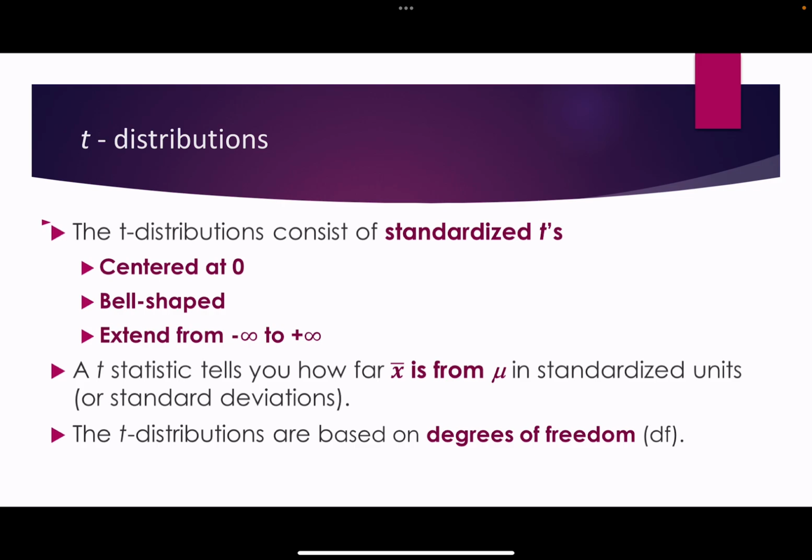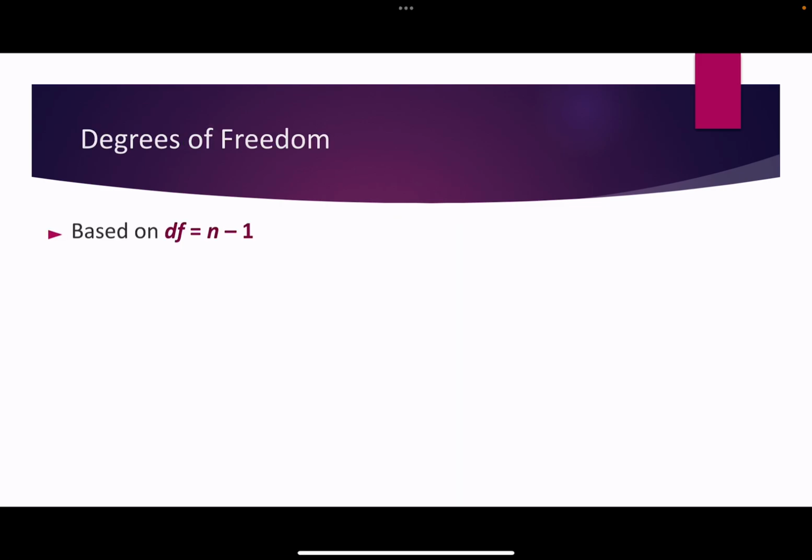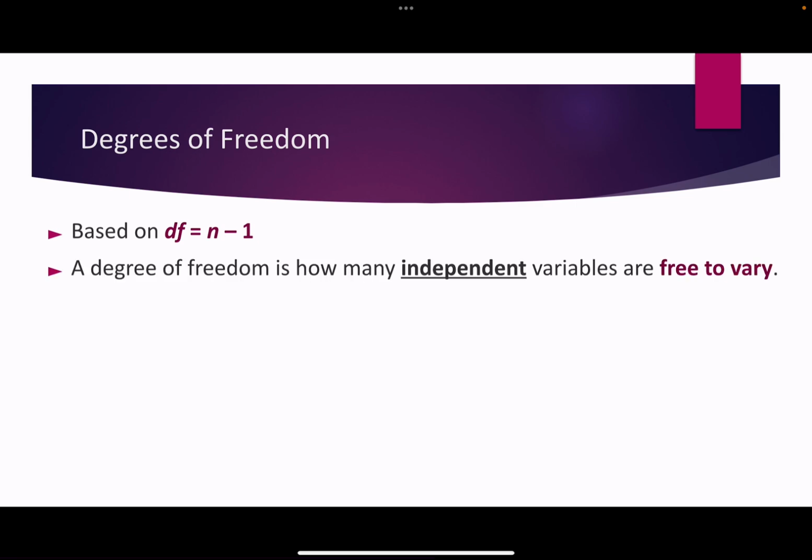The T distribution consists of standard T's centered at 0, bell-shaped, that extend from negative infinity to positive infinity. A T statistic tells you how far the sample mean is from the population mean in standardized units, and the T distributions are based on degrees of freedom. And that's what we're going to be working with. Your degrees of freedom is equal to n minus 1.